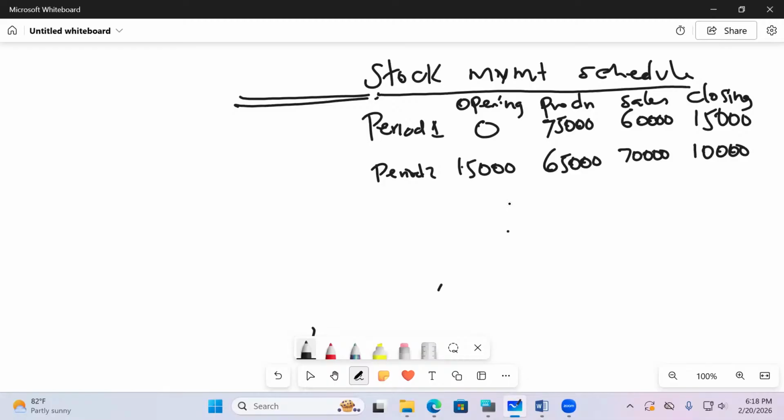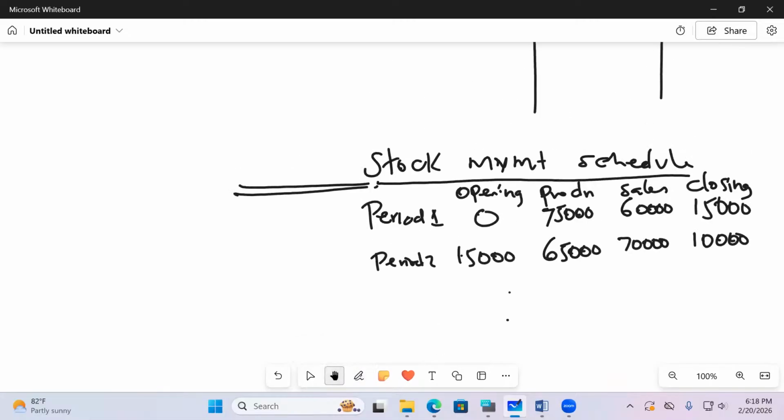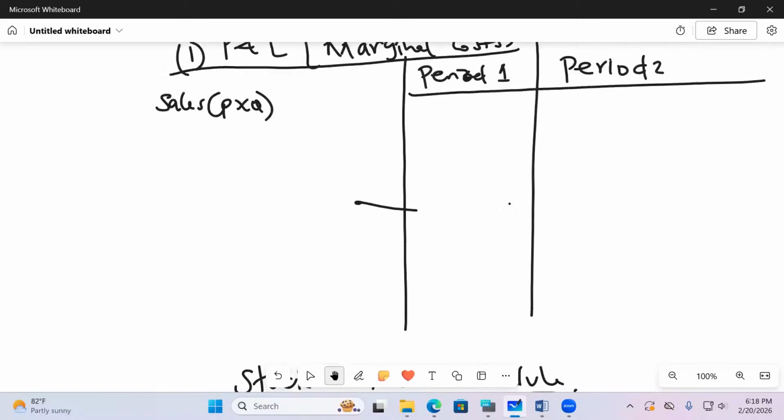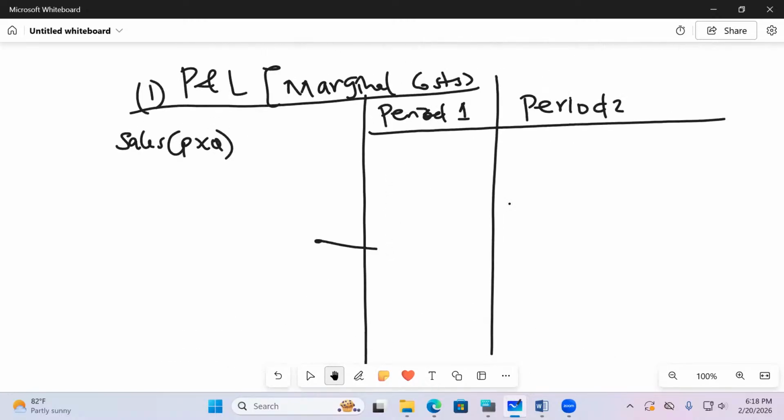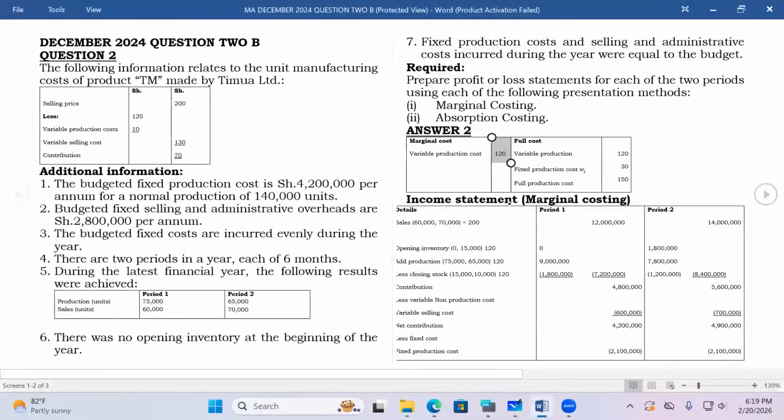And once you settle this, you are halfway. Because now in our income statement, we are trying to get the sales in Kenya shillings. So how do we get these sales in Kenya shillings, my friends? It's very easy. You've just told me that sales equals price times quantity. Have they given me the selling price? How much is the selling price per unit? 200, right? They're telling me that the selling price is 200.